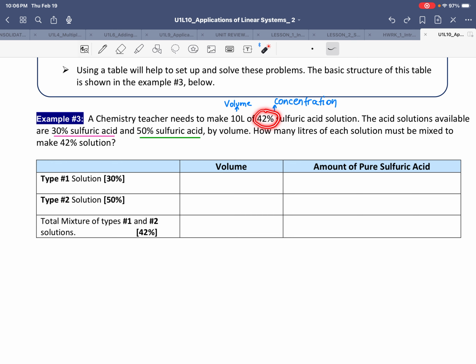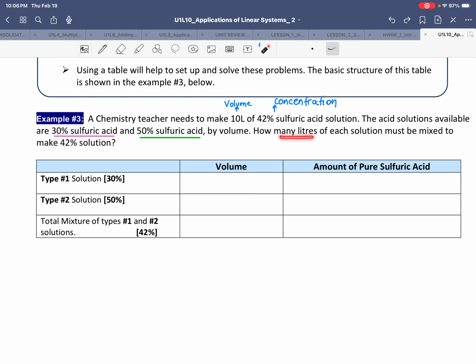Now, what I want you to think at this point is, use your logical reasoning to create a 42% solution from 30% and 50%. Would you say that you used more of the 30% or more of the 50%? Think about it, and we're going to revisit this idea at the end of the problem after we solve everything. Now, how many liters of each solution must be mixed to make the 42% solution? So focus on the question asked.